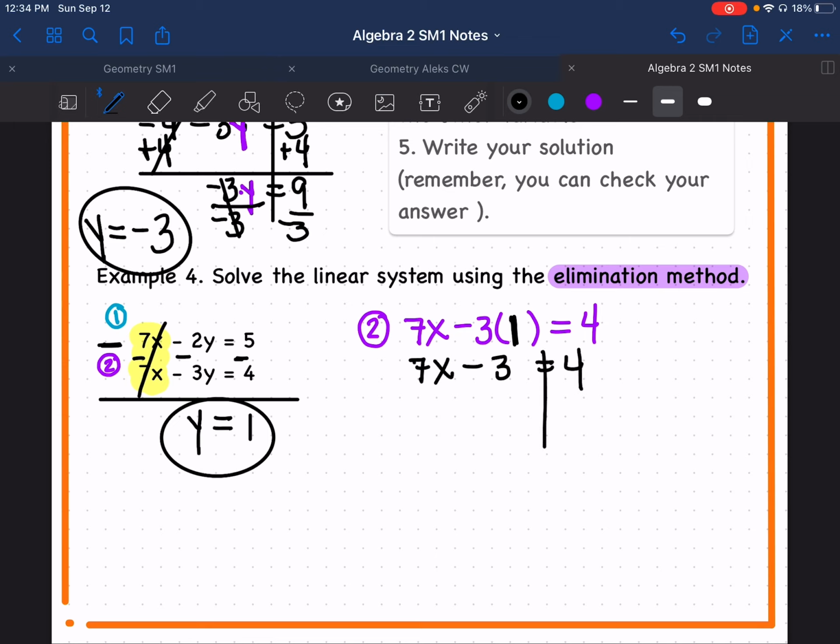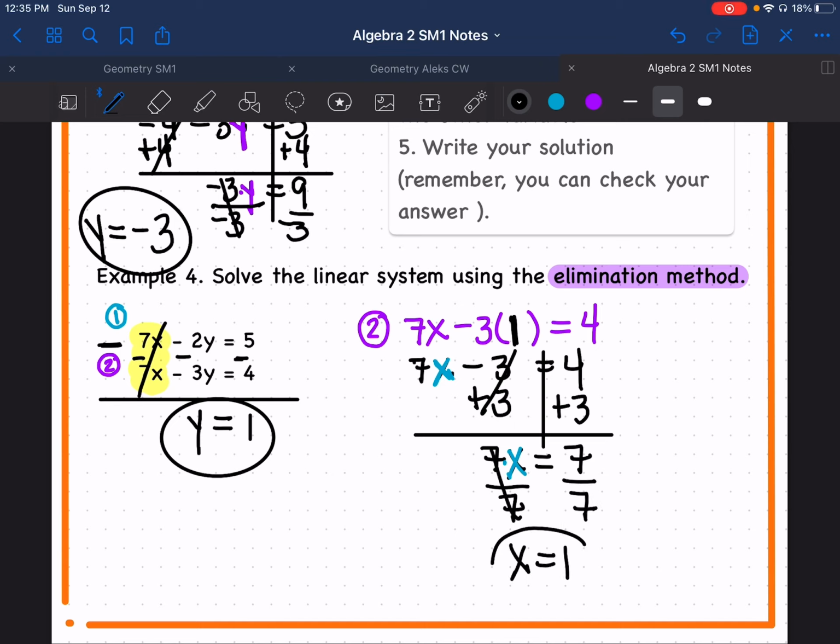Now I can solve this equation for the variable x. Let's get rid of our -3 by adding it to both sides. There we go. 4 plus 3 is 7. Let's get rid of our multiplication by dividing. X equals 1 as well. Remember, you could write this as an ordered pair. If you were to do so, it would look just like that.